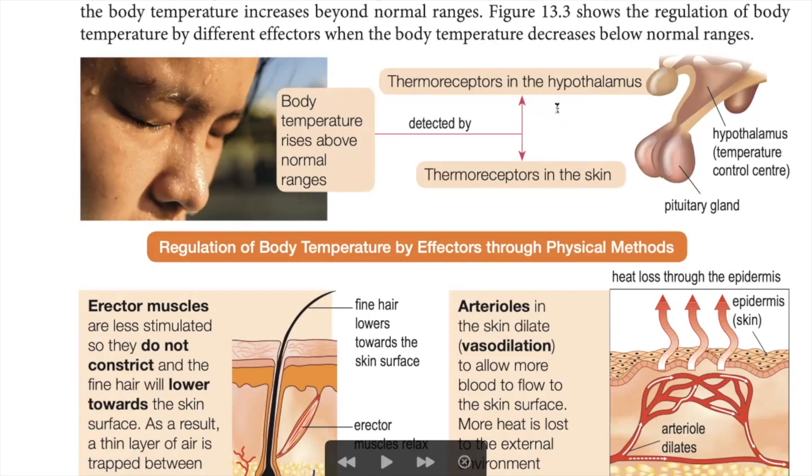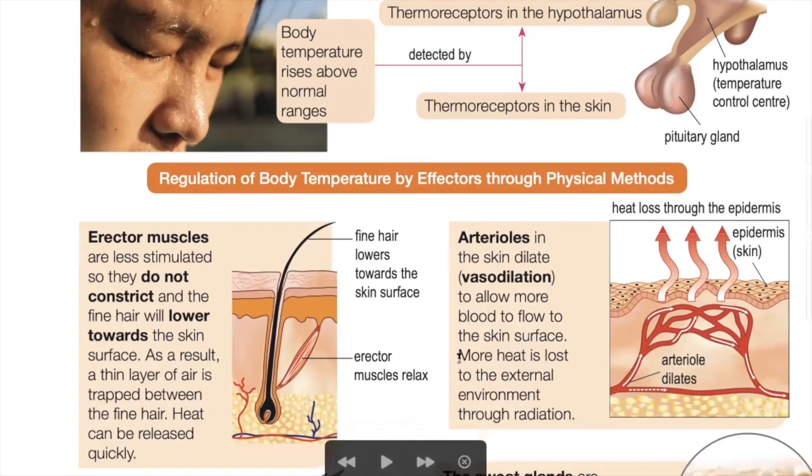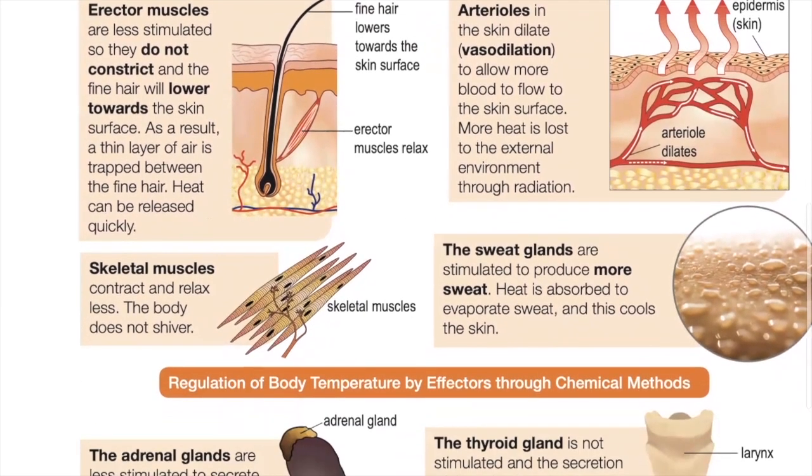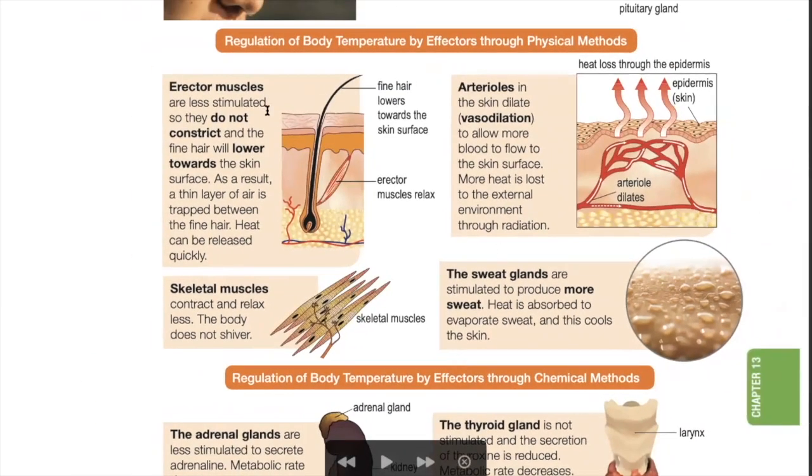Why? Because the brain will interpret the information. Once the brain interprets the information, the brain will send another impulse to the effector. Why effector? Because the effector is the one that will produce the response. So here you can see the effectors that are involved. How many? One, two, three, 4, 5, 6. There are 6 effectors that will be involved to produce a response. So we go one by one.